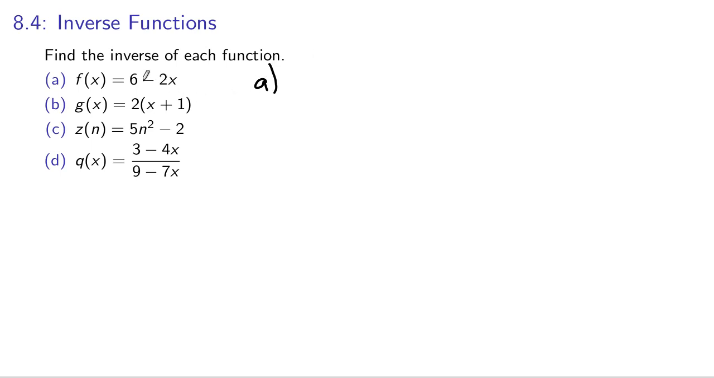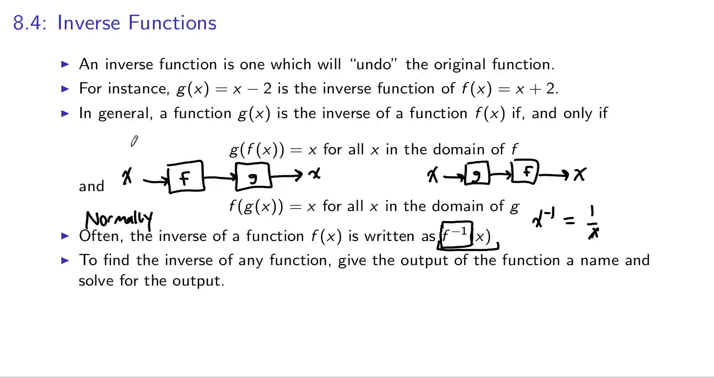You could figure the inverse of this out without doing this technique, but this technique is so useful towards the end. We're going to do it every time we practice. Let's give the output of f a name. We're going to call it y. y is f of x, and we know that the output is equal to 6 minus 2x. Now we're just going to use the rules of algebra to solve this equation in terms of the input, which I believe is a mistake in my slide here. This should say, give the output of the function a name and solve for the input.